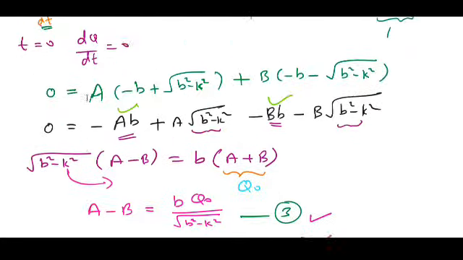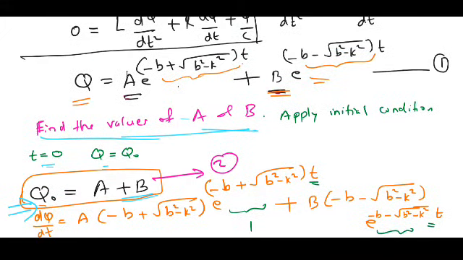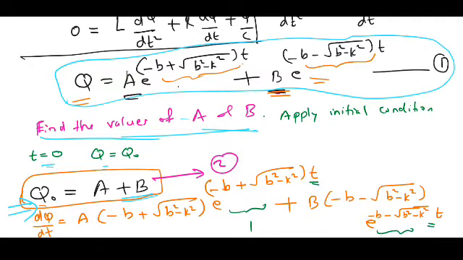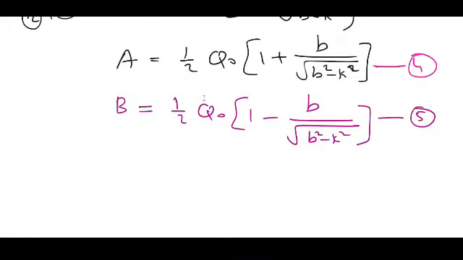Now if you go back, we started this operation to find out the value of a and b. After finding out the value of a and b, we have to substitute this into equation number 1. Fine, that is what we will do now. Put equations 4 and 5 in 1.